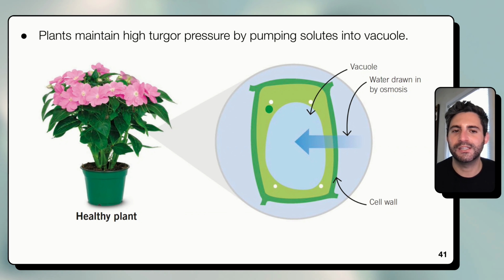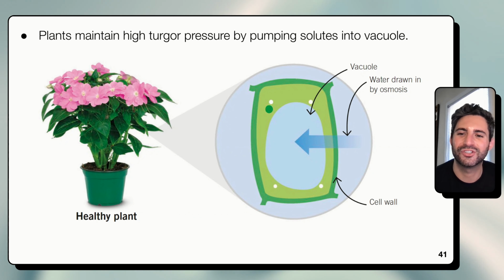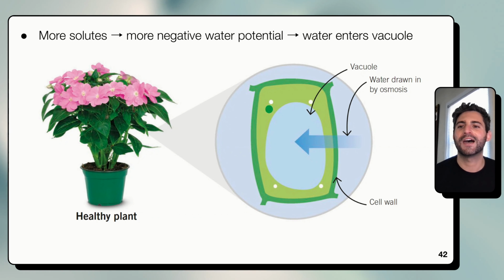Let's explore how water potential plays a role in plants. One of the most striking features inside plant cells is the vacuole. A vacuole isn't just a storage unit, it plays an important role in maintaining the plant's turgor pressure. How does it do this? Plants have a nifty strategy of pumping solutes into this vacuole. And as the number of solutes increases inside the vacuole, the water potential inside that vacuole becomes more negative.